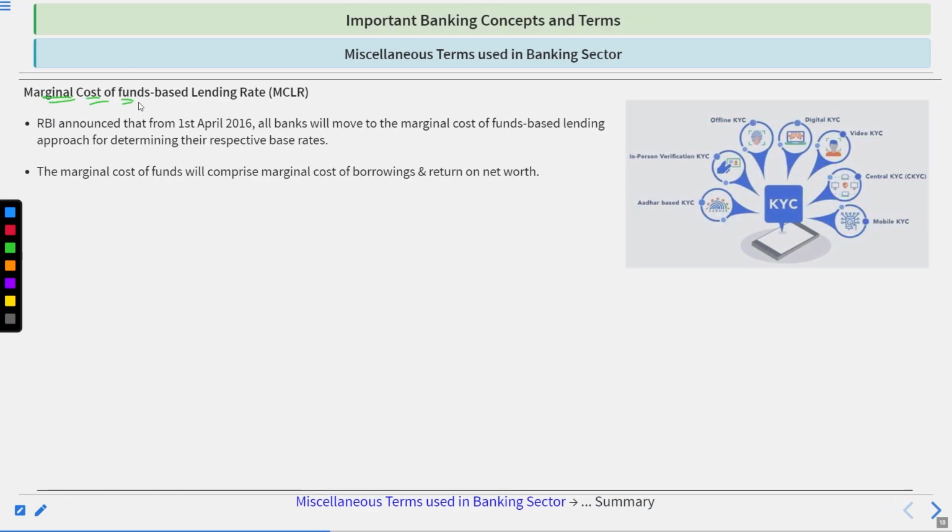Now, marginal cost of funds based lending rate, MCLR. RBI announced that from 1st April 2016, all banks will move to the marginal cost of funds based lending approach for determining their respective base rates. The marginal cost of funds will comprise the marginal cost of borrowings and return on net worth.